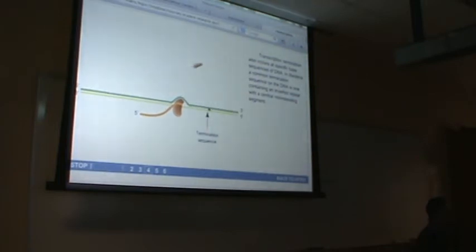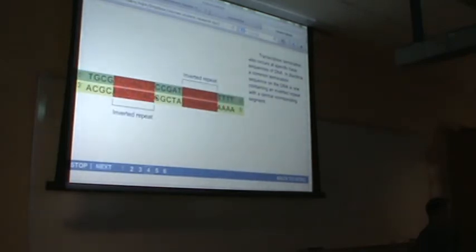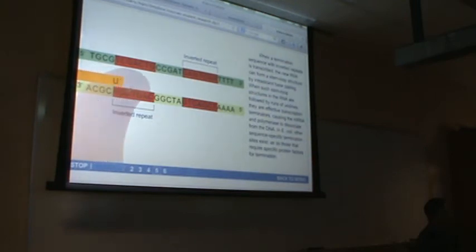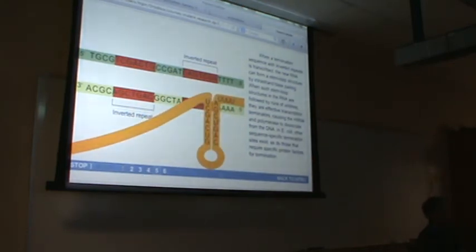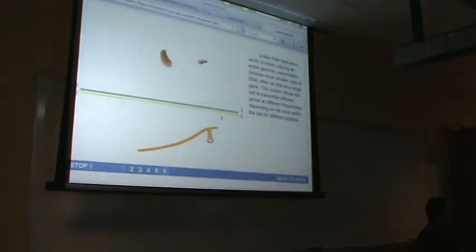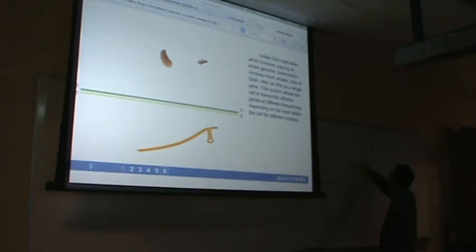Now, there will be something called a termination sequence or signal. Those sequences are inverted repeats. What an inverted repeat does is like this. As transcription goes through these sequences, the inverted repeat will form a helix among itself, and that's a signal to terminate the transcription. So the stop signal here will be the termination sequence. How does replication stop? How does it start? Well, it starts from the replication origin.